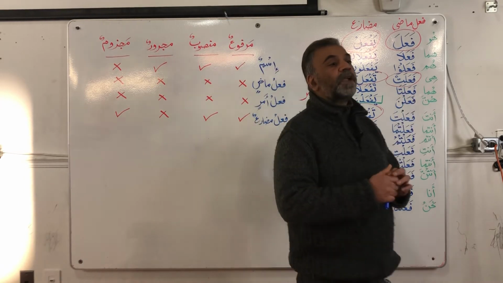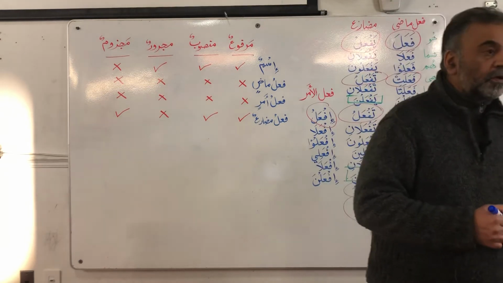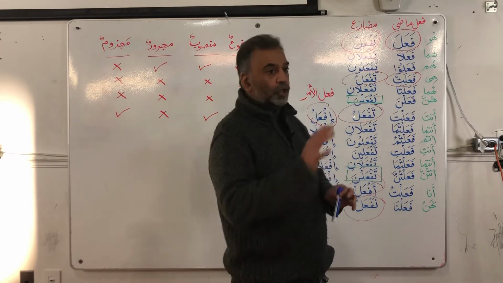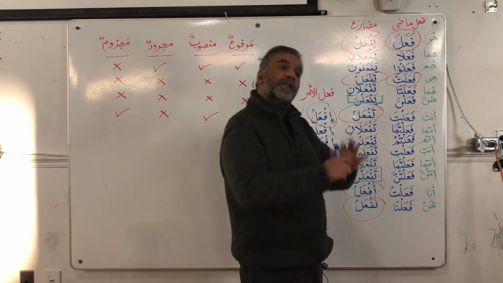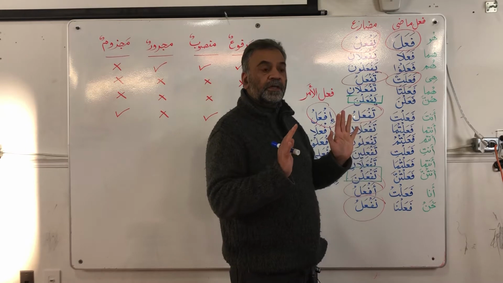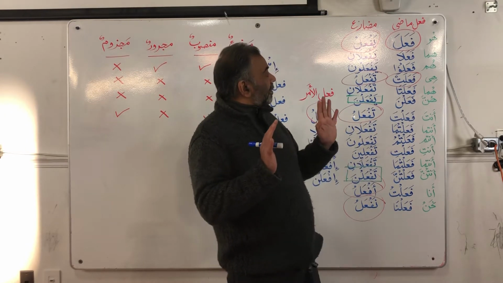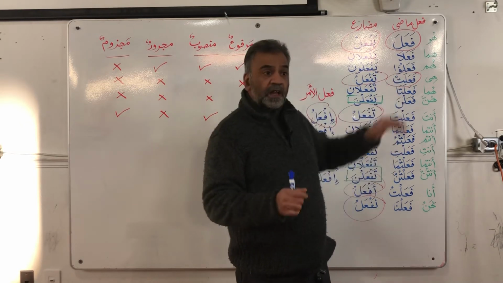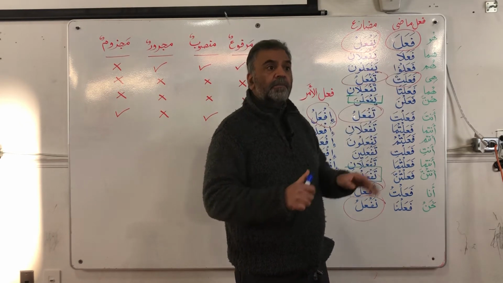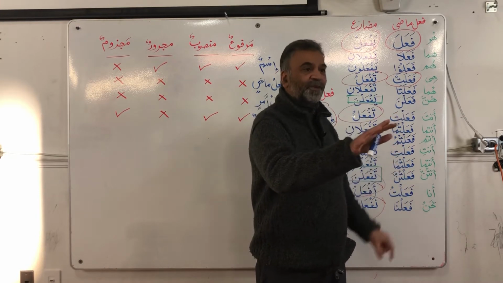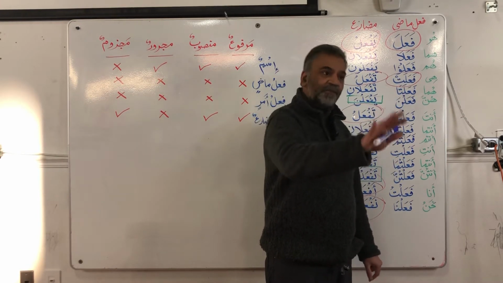Fa'il, mudare is by default marfu, and ism is by default marfu, but then they change there, but not the madi. Madi are mabni, they do not change. The most you can say is fa'ala, fi'lu madin, mabni ala fatah. Oh, ism is always marfu. Yeah, ism by default is always marfu. Got it.